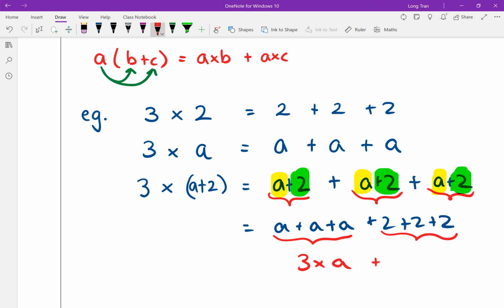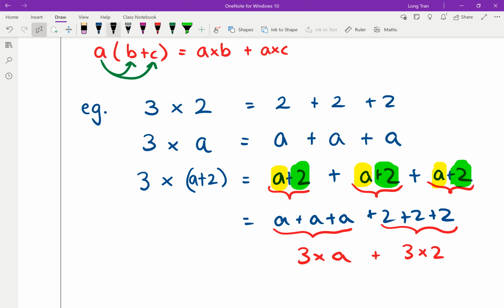So what I was trying to say here, what Ryder mentioned, a plus a plus a is the same thing as saying 3 groups of a. And then 2 plus 2 plus 2, we already know that's the same thing as 3 groups of 2. Now what you can see there, this is where the rule comes from. When they say 3 bracket a plus 2, you don't need to memorize this, because it literally was 3 groups of this. But since you got 2 terms here, you're going to end up with 3 groups of a and 3 groups of 2. That's what they're doing there.